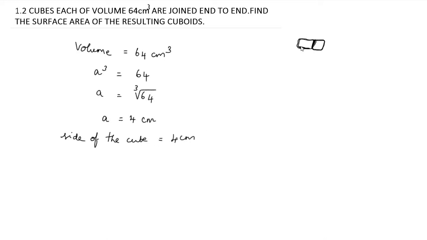But when you join two cubes, the length becomes 4 plus 4, that is 8 centimeter. And the breadth remains the same, 4 centimeter. And the height will also remain the same. Now we are supposed to find the total surface area of this cuboid.